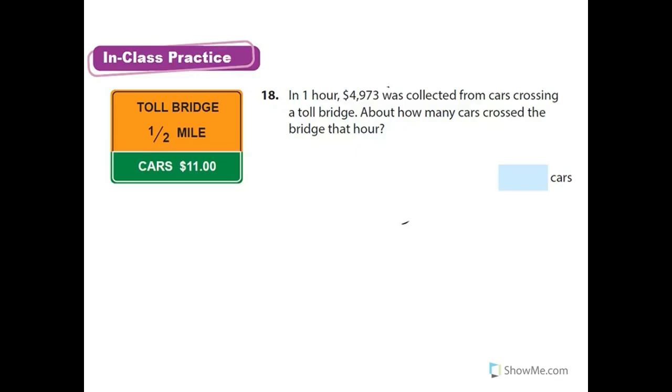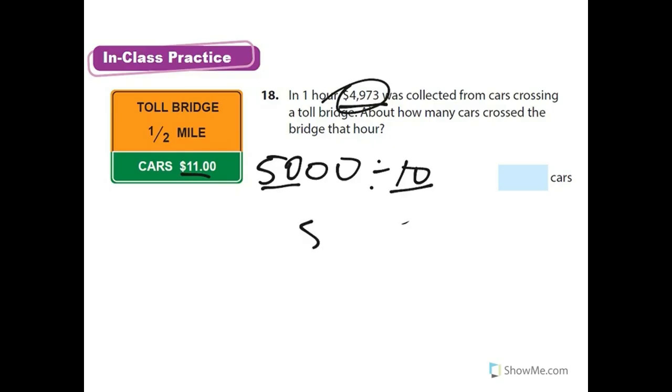In 1 hour, $4,973 was collected from cars crossing a toll bridge. About how many cars crossed the bridge that hour? So several things I could do. I could make 4,973 into 5,000, and then I could divide it by 10. Make this 10, make that 50, and 50 divided by 10, or 5 divided by 1, is 5 with 2 zeros. So we got 500.